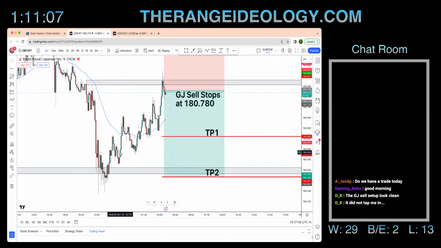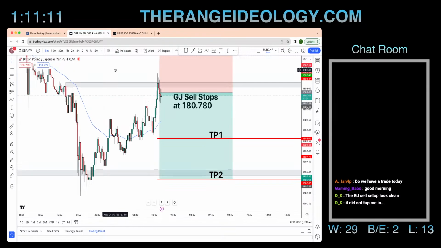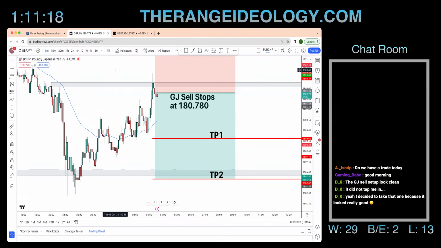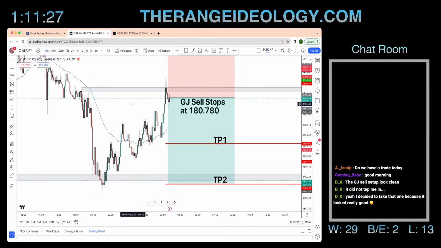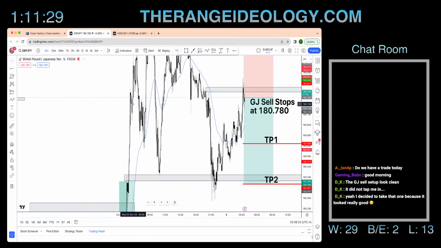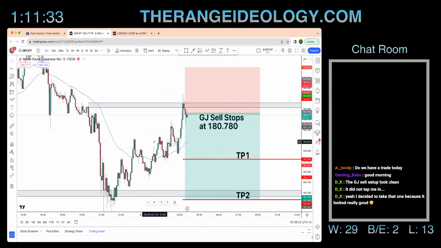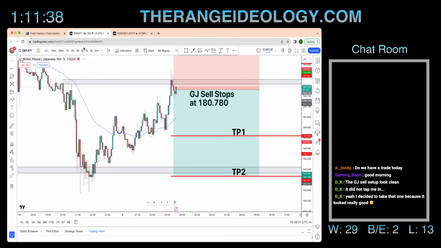All right, let's see. We got another 5-minute candle closing, and then we got nice, yes. This definitely looks like one of the cleaner looks on GJ, right? Although we had great looks on GJ as well a couple of past days, this one looks pretty nice.